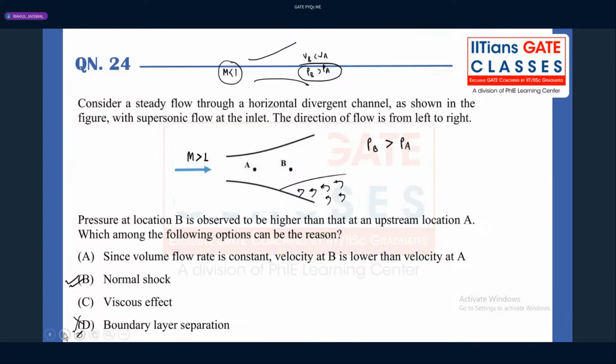Unnecessarily they have kept this option to confuse you, and there is a very high chance that you will get confused between B and D. If you don't know any concept regarding compressible flow, you will tick option D. That is absolutely wrong. So that is regarding question number 1. Now coming to question number 2, guys. Here again, if you're thinking of a viscous effect, there is no role of a viscous effect in this case. There is a compressibility effect, not a viscous effect.